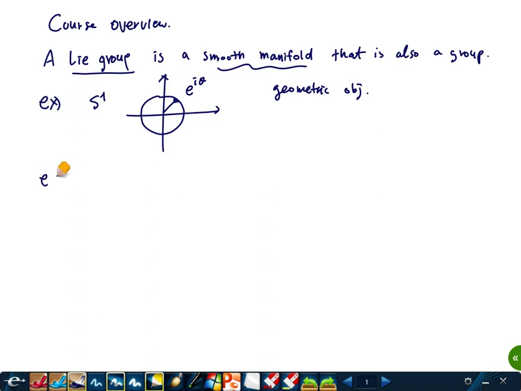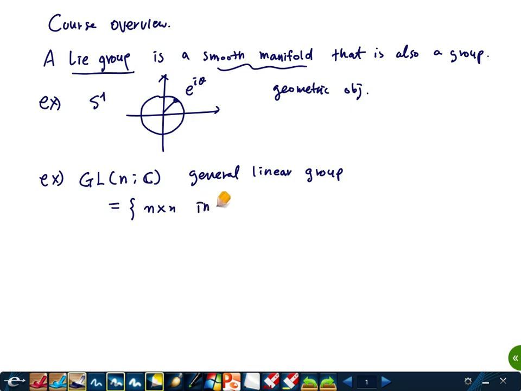And also another example, we will study this a lot in this semester. We usually denote it like this, and it's called a general linear group. As a set, it's a set of n by n invertible matrices over C, meaning the entries are complex numbers. So GL_n is the main object in the first part of this chapter.